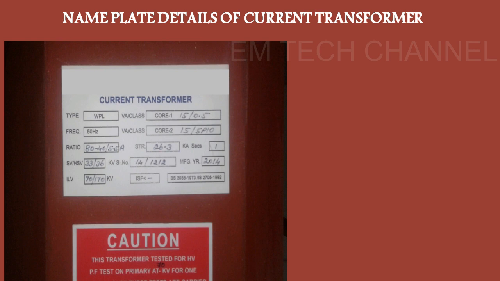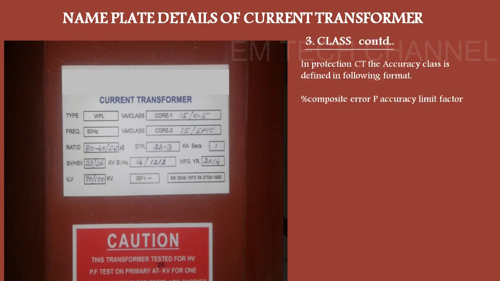In protection CT, the accuracy class is defined in the following format. Here you can see the accuracy class of a protection CT is 5P10, which means the first number 5 defines the percentage composite error, and next comes the P, that is a designation for protection type, and next comes 10. 10 is the accuracy limit factor.